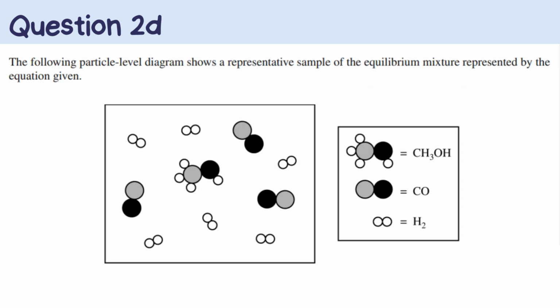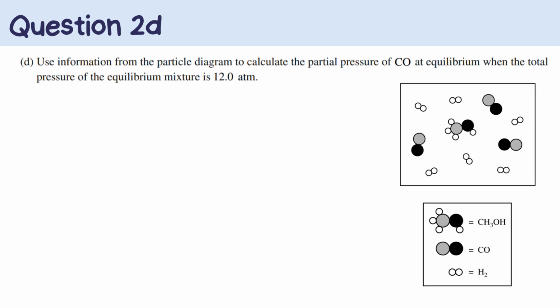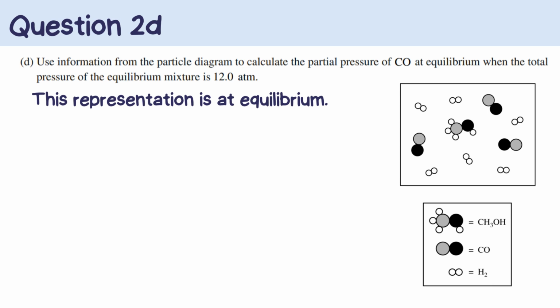Now for question 2D, we're given a particle level diagram of the chemical reaction, and it's asking us about partial pressure. The first thing to note is that this is an equilibrium, so we can use the partial pressure equation for this. That's going to be the partial pressure of one gas, which in this case is the partial pressure of carbon monoxide.